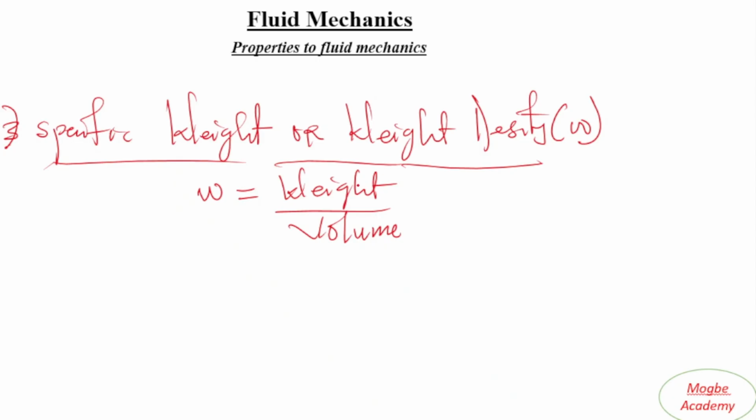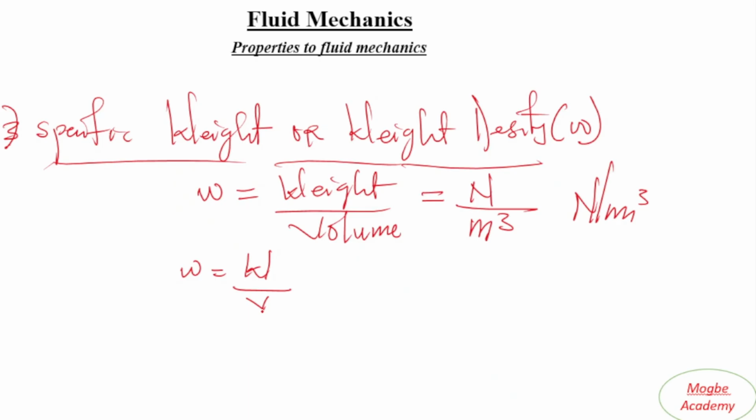Now remember, if you want to get the unit for your weight density, the first thing that should come to your mind is, what is the unit for weight? Weight is measured in Newton, right? And volume is meter cube. So the unit for weight density, after all your calculation, is Newton per meter cube. Am I communicating? Now remember, what we have here is written as w is equal to capital W, which is weight, divided by volume.